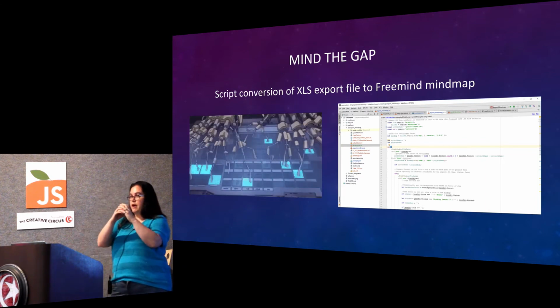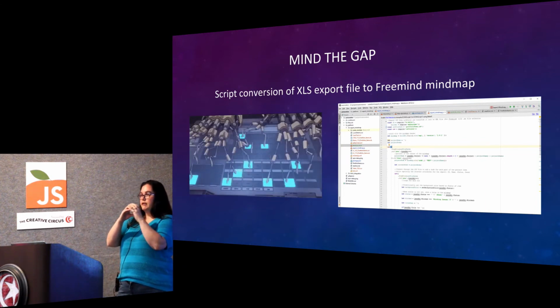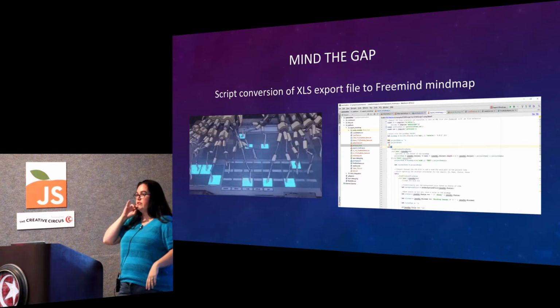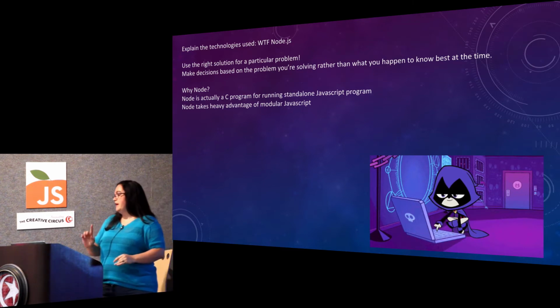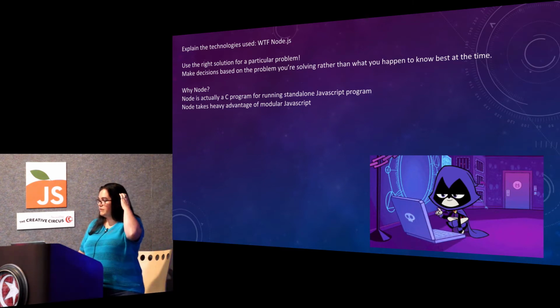So we talked about the mind map that she was hand coloring, where it had a center and then it kind of flowed out for that. She was manually creating that in this program and then having to maintain it. So instead, we wrote some JavaScript.